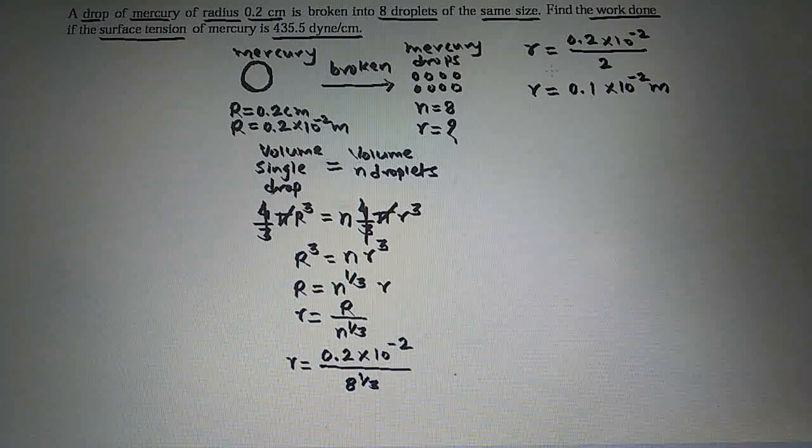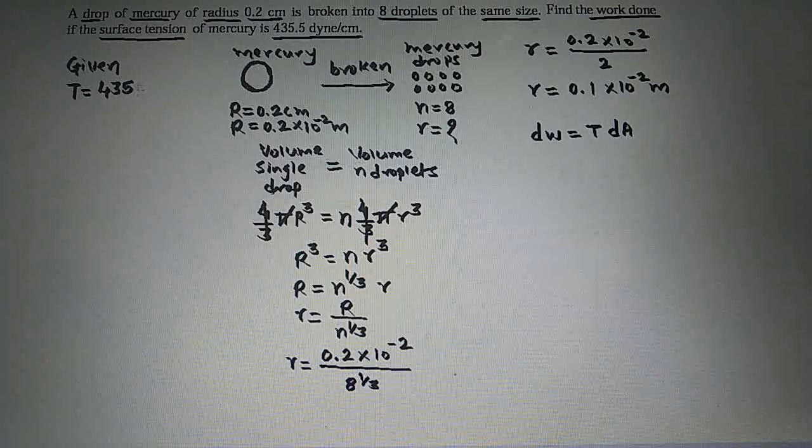Next step, we have to find the work done. This work done should be equal to T into dA, that is surface tension into change in area. In the given problem, the surface tension is 435.5 dyne per centimeter.